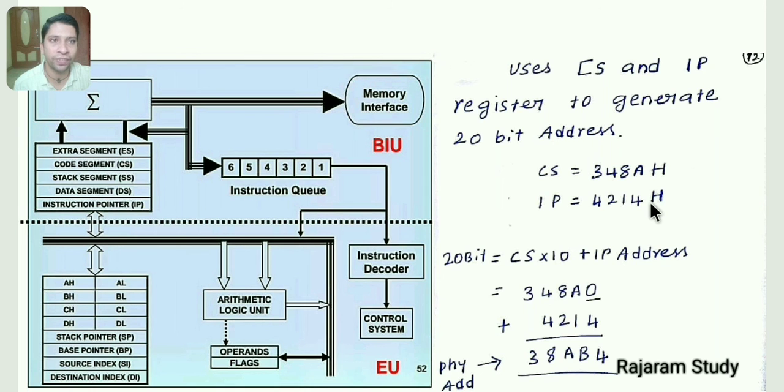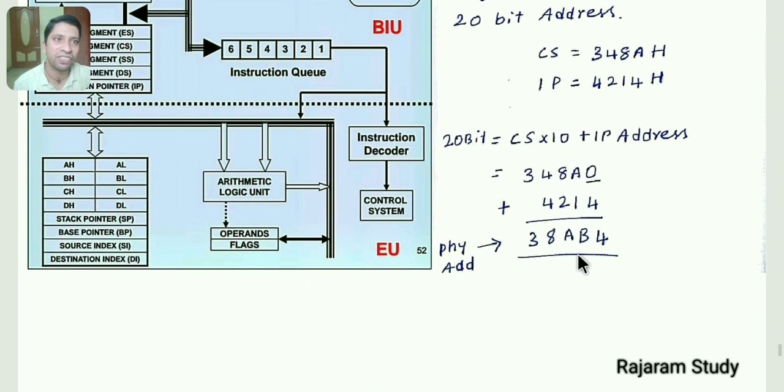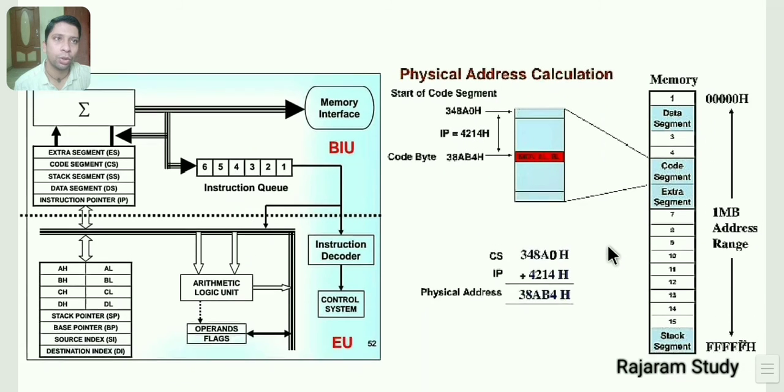Now, in order to convert to 20 bit, I have to append a 0 to my code segment, where CS into 10. I am appending a 0 to my code segment, and then I am adding my IP, the instruction pointer. Now, my physical address: 0 plus 4 is 4, A plus 1 is B in hexadecimal, then 8 plus 2 is 10, which is A, 4 plus 4 is 8, and 3. So now I got my physical address, which is 20 bit. So this is how it is calculated.